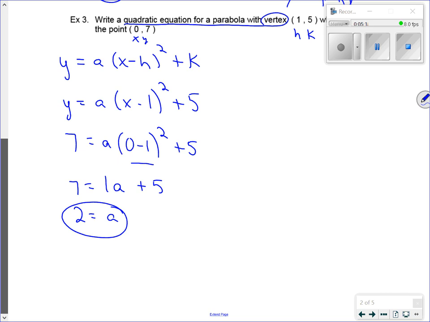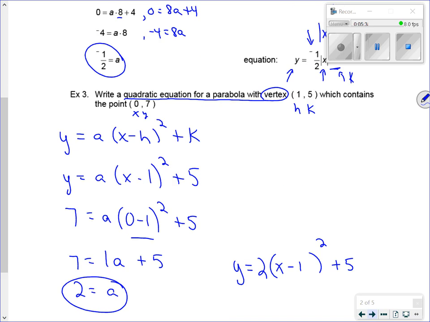And your final step is to write your equation. So you need to write y equals, plug in your A value, leave the place for your x, then put your vertex in. And the vertex was 1, 5. So x minus 1, and then on the outside, plus 5. Okay? All right, one more.